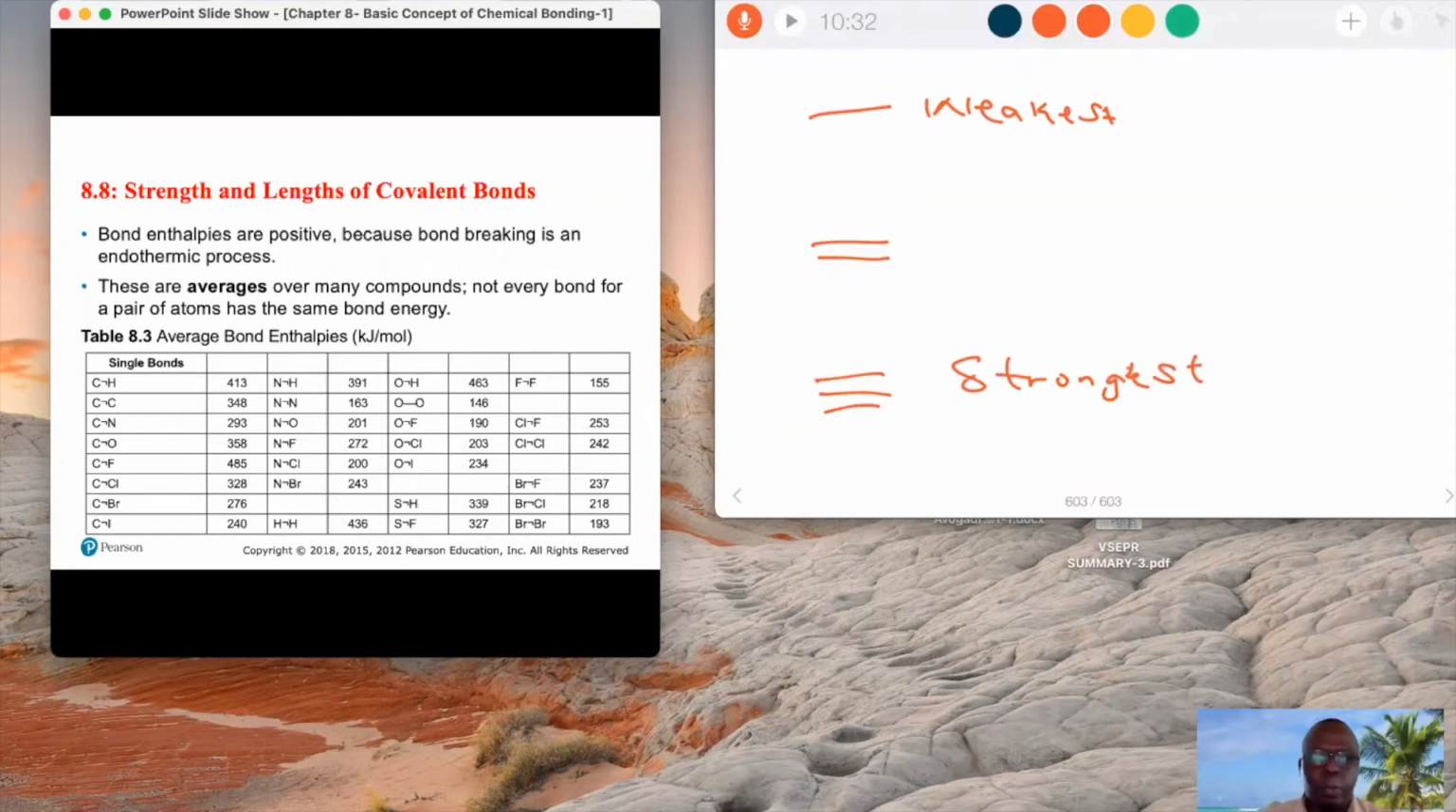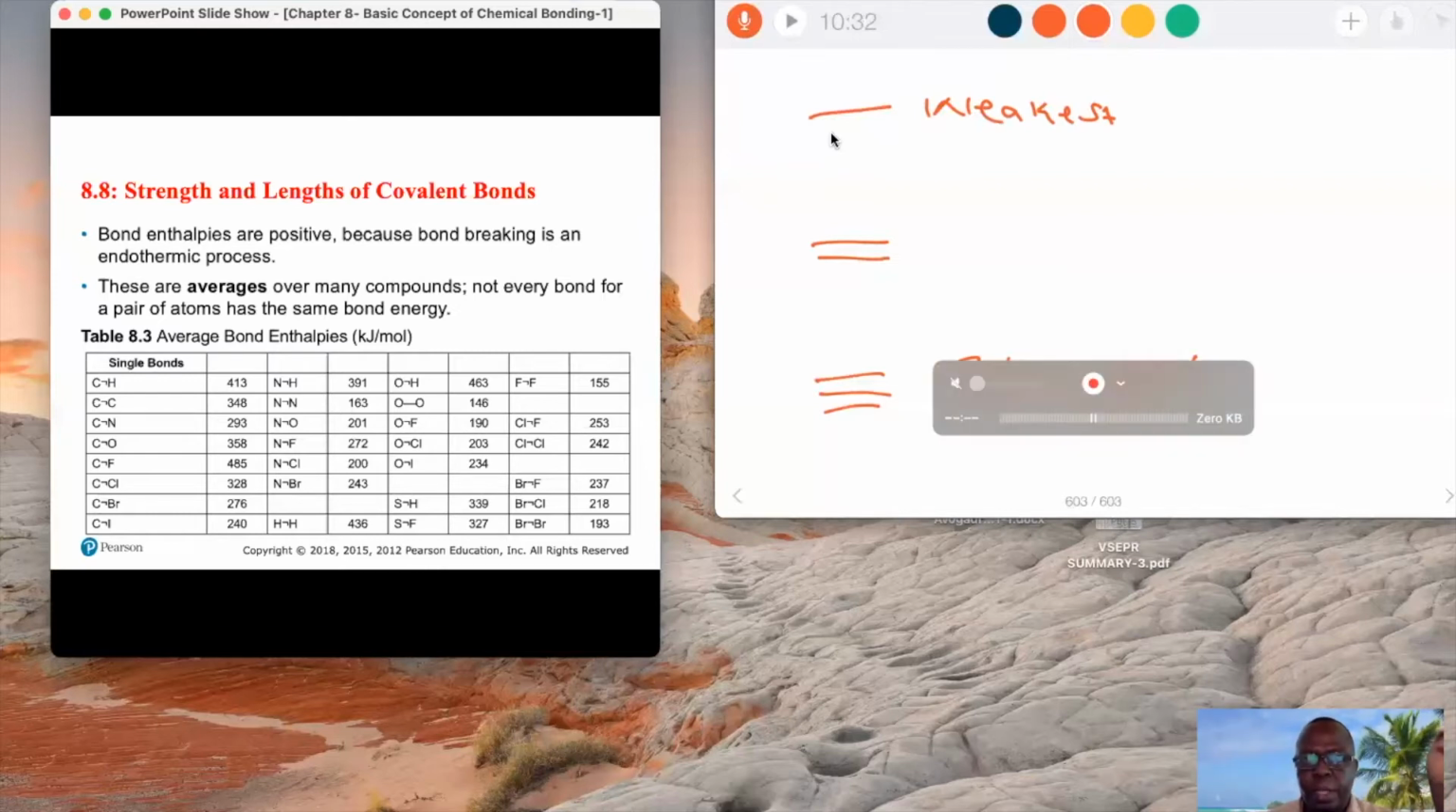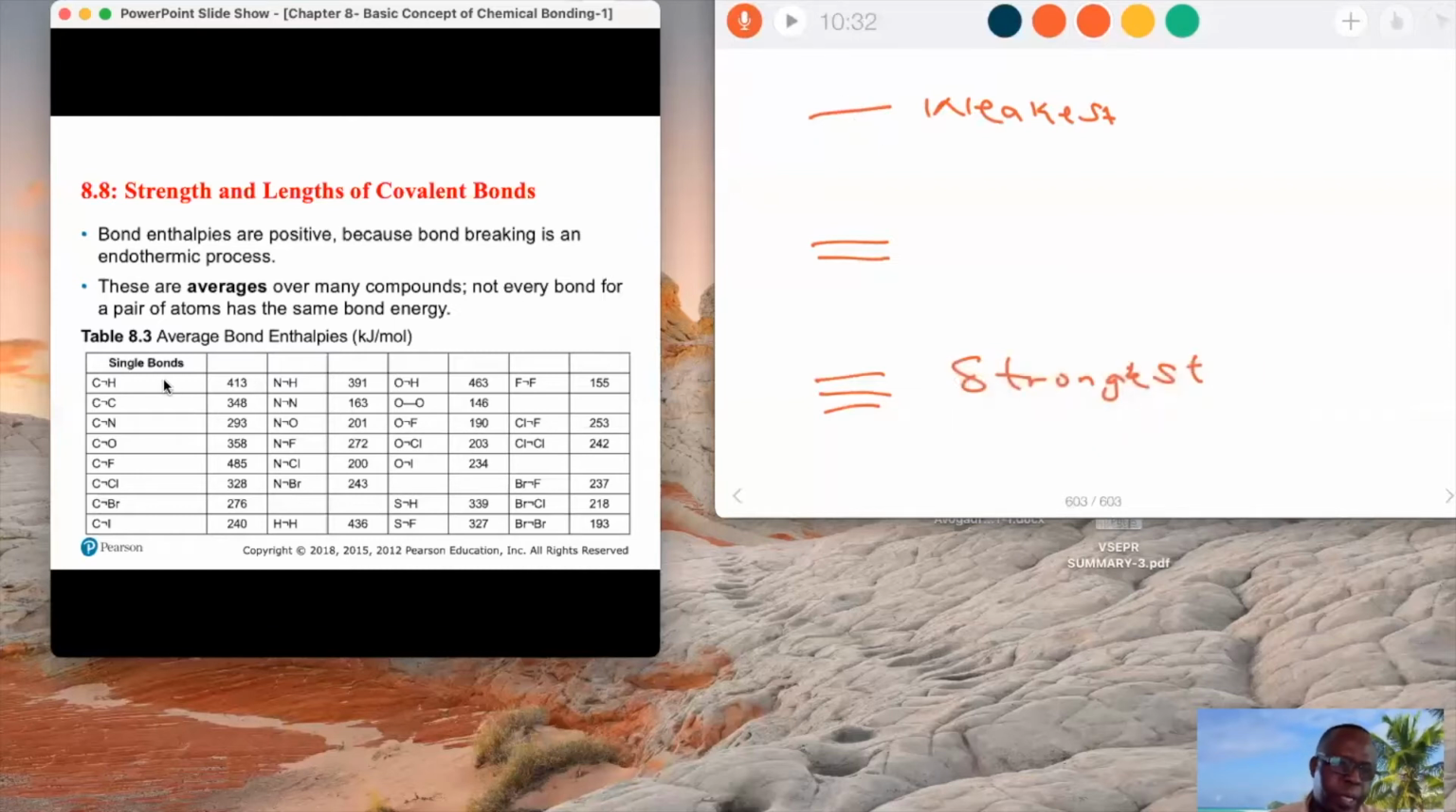And then the double bond is in the middle. It's just like if you are given 3 sticks and you are asked to break them, of course you will need a lot of energy to break the 3 sticks. But if you have one, you will use less energy to break it. So that is how you look at the double bond and triple bond.